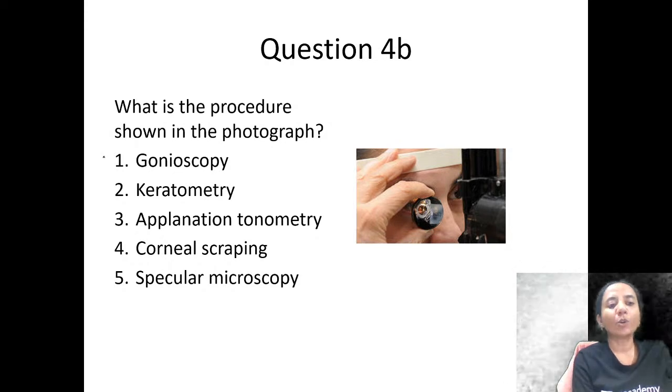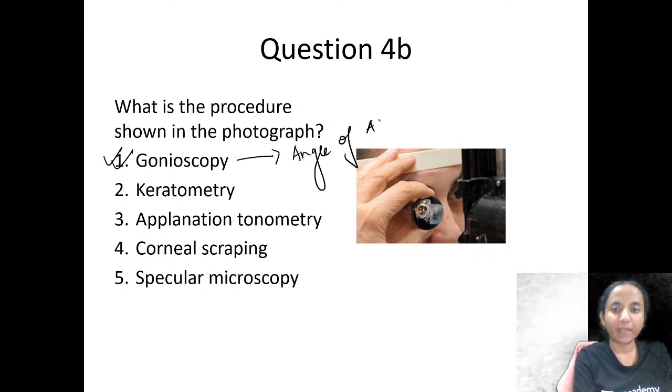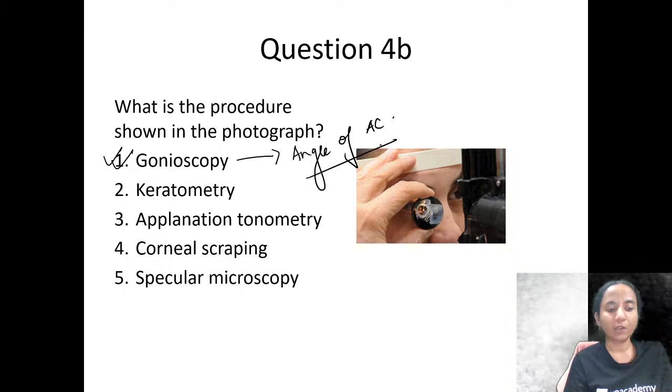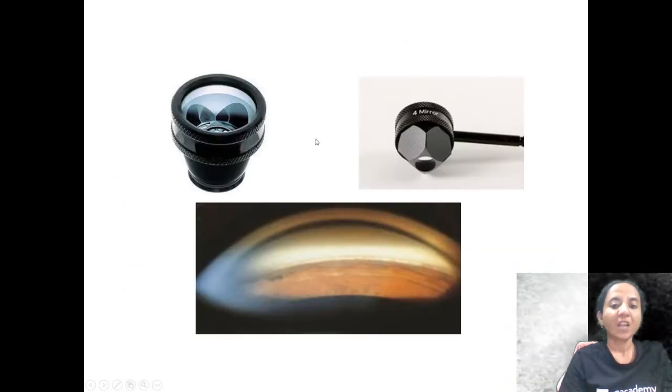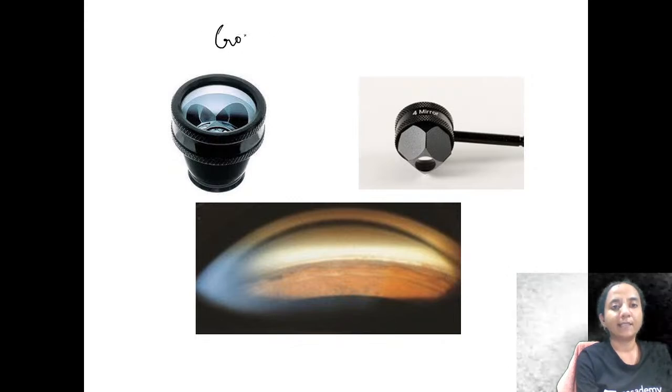Correct. This is gonioscopy. Now, what is the use of gonioscopy? The use of gonioscopy is to evaluate the angle of the anterior chamber. Once again, it is of importance in glaucoma. And this procedure also has to be done on your slit lamp only. For that, you need these lenses, which are called gonioscopes.